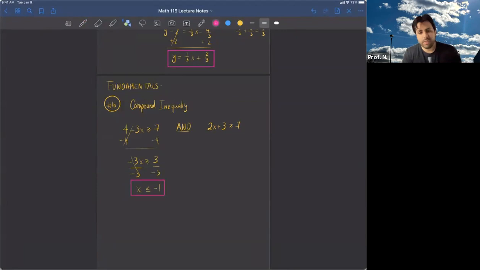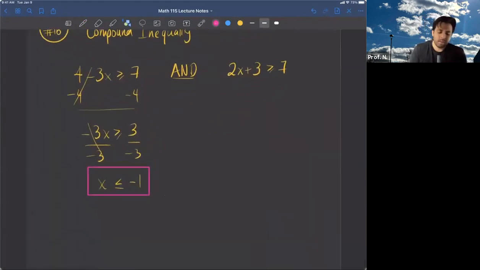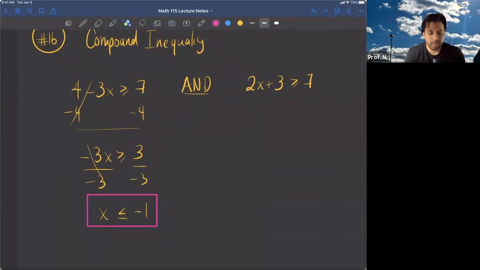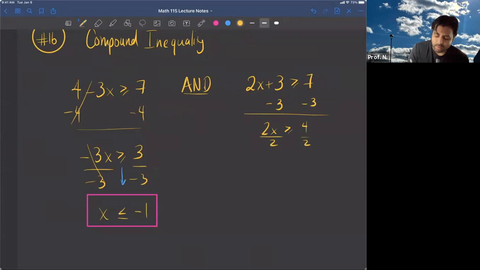You see that? So I solved the first inequality. Remember, when you divide by a negative number, you flip the sign of the inequality. Now I'm going to do the same exact thing in terms of solving the second inequality. So I get 2x is greater than or equal to 4. Divide by 2, divide by 2. And I get that x is greater than or equal to 2.